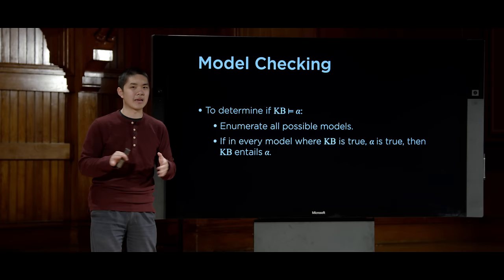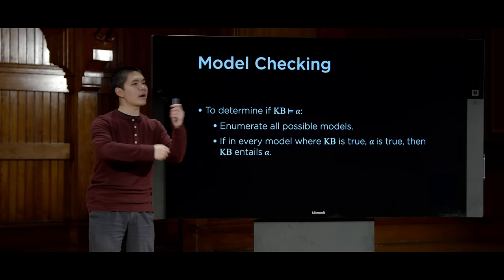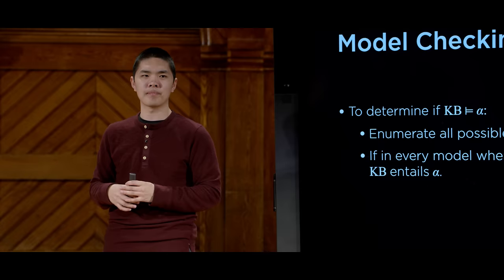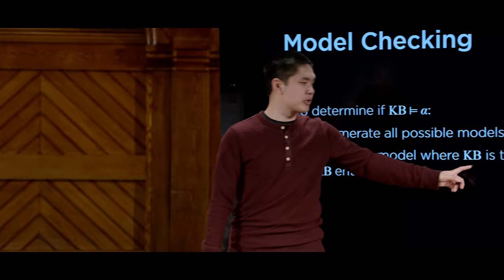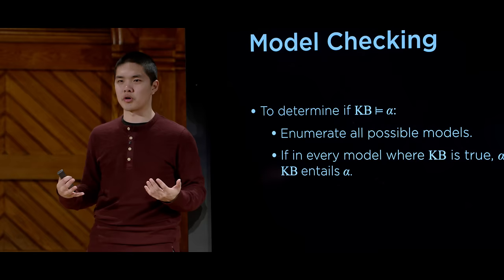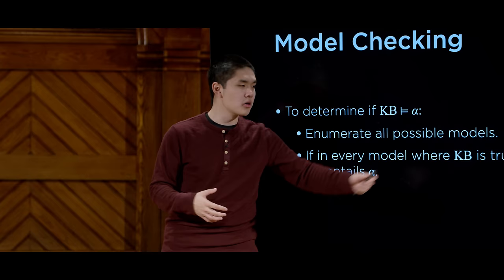So let's take a closer look at that sentence and try and figure out what it actually means. If we know that in every model, in other words, in every possible world, no matter what assignment of true and false to variables you give, whenever our knowledge is true, what we know to be true is true, that this query, alpha, is also true, well, then it stands to reason that as long as our knowledge base is true, then alpha must also be true.